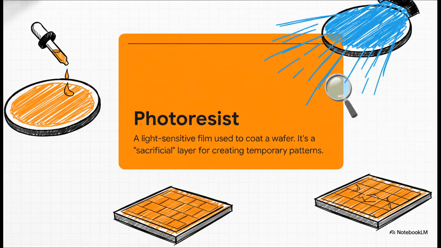Next up is our paint. This is a chemical called photoresist. It's a liquid that can spread in an incredibly thin, even layer all across the wafer. And here's its superpower. It's light sensitive. When a specific kind of light hits it, its chemical structure changes. That's the secret sauce right there.